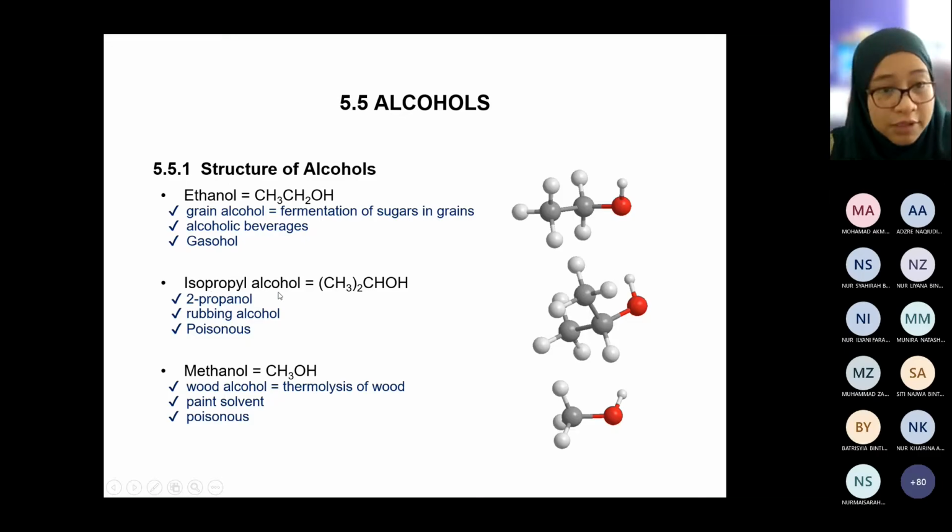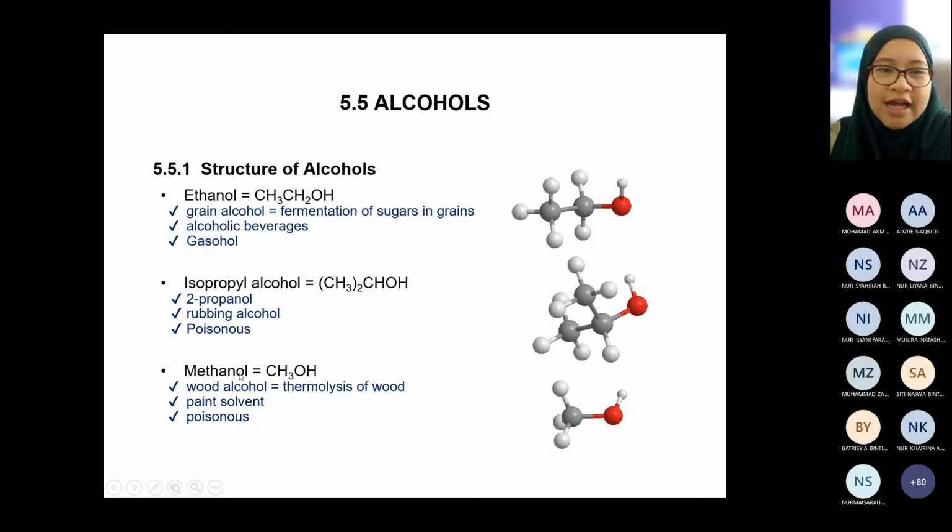Next we have isopropyl alcohol. It is also known as 2-propanol. It can be used as rubbing alcohol, for sanitization. And it is also poisonous, guys. And methanol can be obtained from wood, from thermolysis of wood. It can be used as paint solvent, and it is also poisonous. Methanol is very poisonous, guys. So avoid inhaling the methanol.